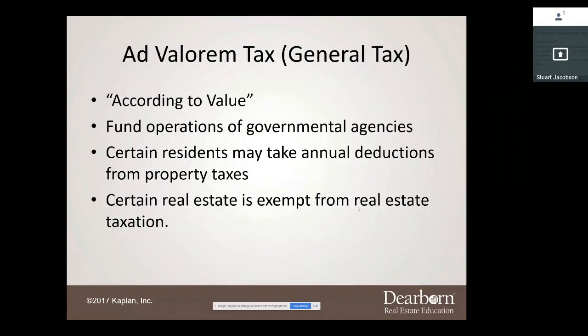So again, ad valorem taxes, according to the value, is what it stands for. And what I want to talk about is how we come up with our ad valorem taxes.